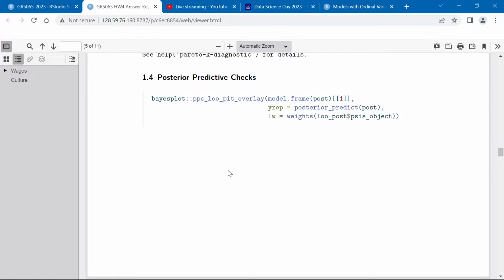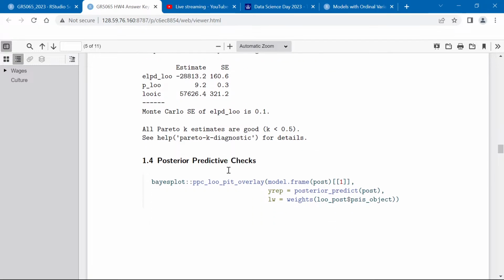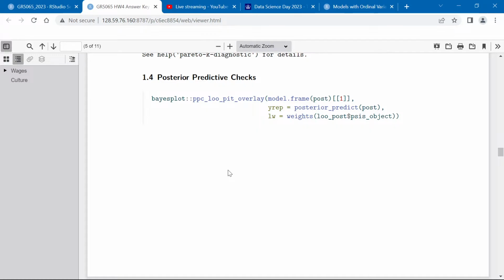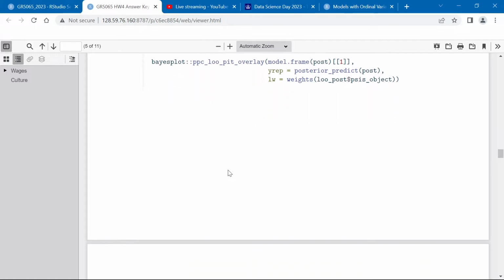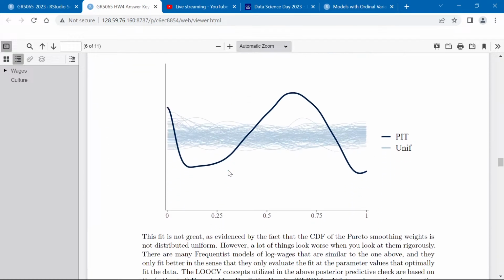We can also use the Pareto smoothed importance sampling weights, or more specifically their CDF, in conjunction with prior predictive checks, whether that's this overlay or LOO intervals, anything with LOO in it. And in this, oh, we have a question over here.